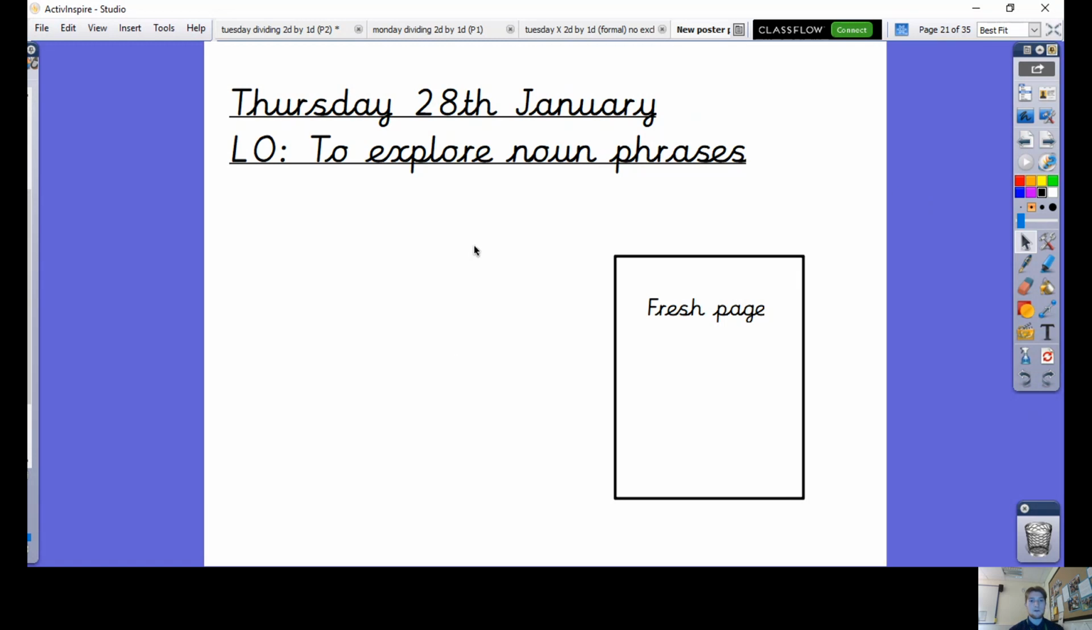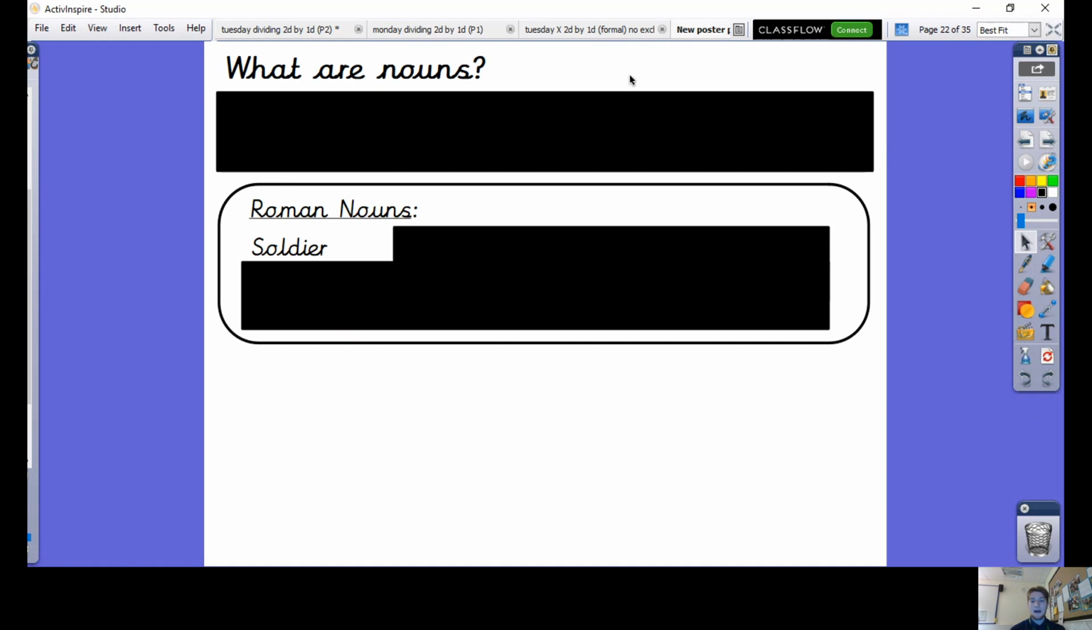Okay, great. So, like I said before, we're going to be looking at noun phrases. And if you remember, we've done quite a bit of work on noun phrases before. A noun phrase is made up of two different types of words, and they're nouns and adjectives. So just to begin with, let's look at nouns. Have a quick think. Just have a pause and think. What are nouns?